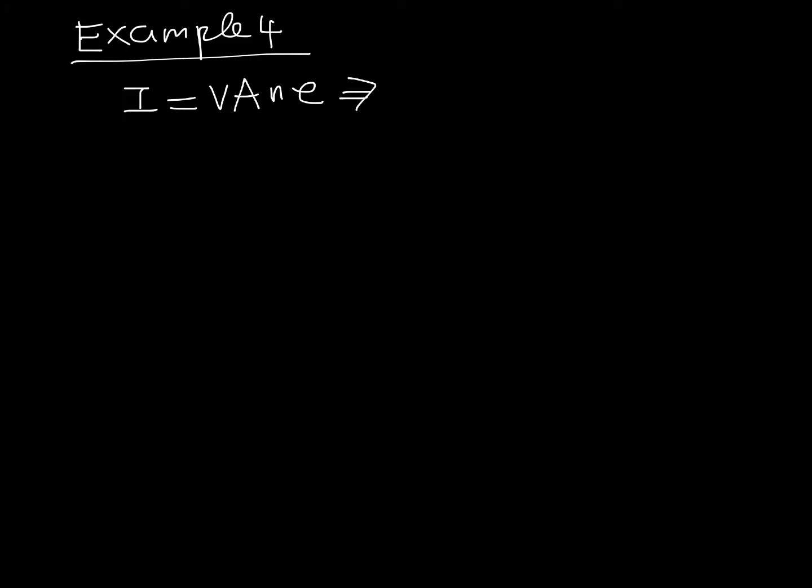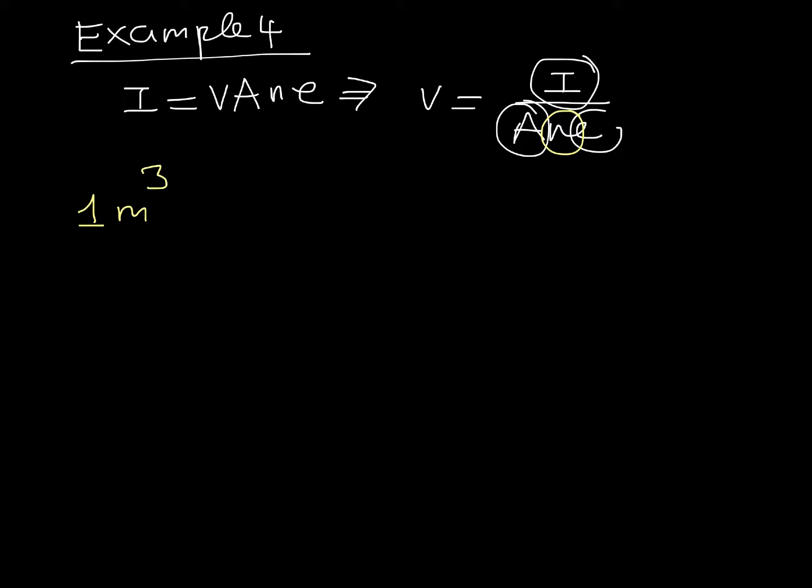So if we want V, it is equal to I over ANE. We already know I, A, and E. What we don't know is this N, which is the number density, the number of electrons per cubic meter. So let's think about it. We know that in 1 cubic meter, we have copper of weight 8.9 times 10 to the power of 3 kilogram. Now we change this kilogram to number of copper atoms.